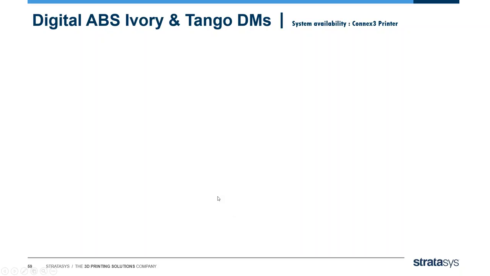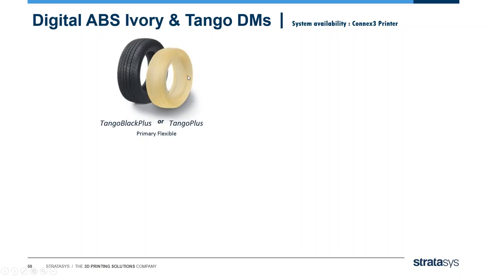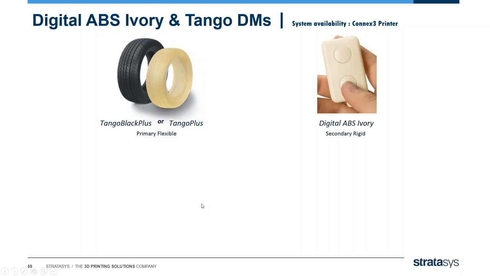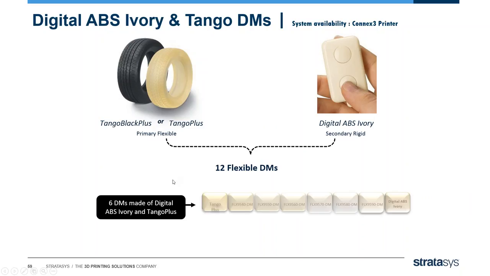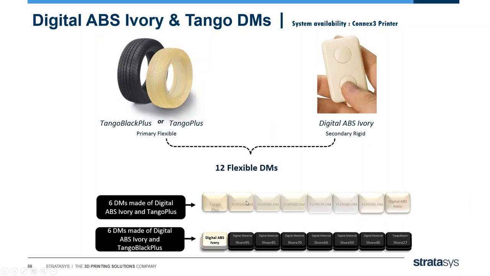Talking in the next section about digital ABS Ivory and Tango DMs, I need to say this is available, of course, only in the white version of digital ABS, the Ivory version. We do not have DMs from digital ABS green because of the visual effects when you mix green and black. So at the moment we use Tango Black Plus or Tango Plus and digital ABS Ivory to have flexible DMs in different colors, of course. This is the black version, and this is the Tango Plus version with the same mechanical properties but a completely different visualization.